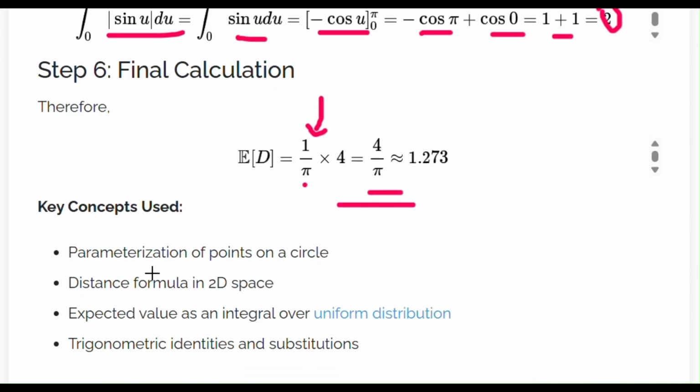It's a pretty simple, straightforward question. You just have to keep a few things in mind: the parameterization of points on the circle, the distance between points in Euclidean space, the easy formula for expected value over a uniform distribution, and a couple of trigonometric identities. That's all that's needed for you to solve this question.